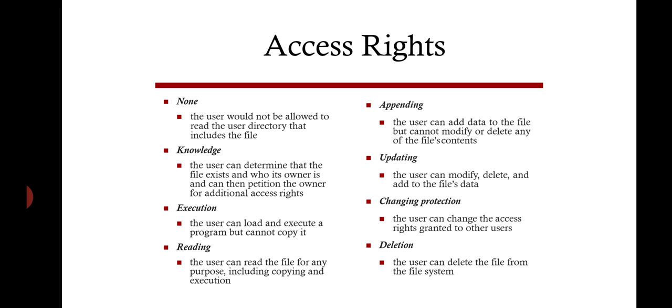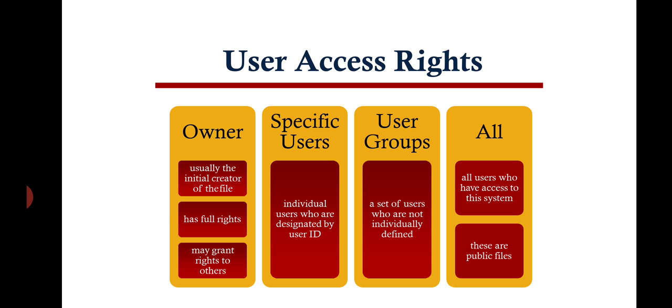See, none, appending, updating, changing the protection, deletion, reading, execute and knowledge. All these are the terminology we use for accessing the information. Updating means we just open that file and we can go for updating it. Reading means we can just read the information. Delete, we can delete when we don't want it. Then user access rights: the owner, special users, group owner.